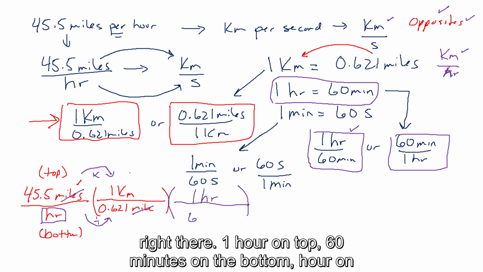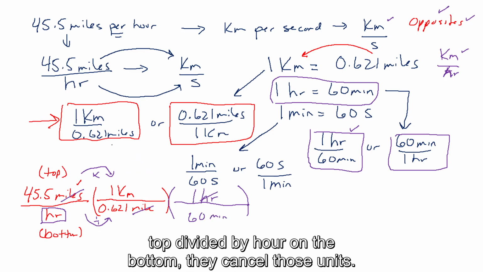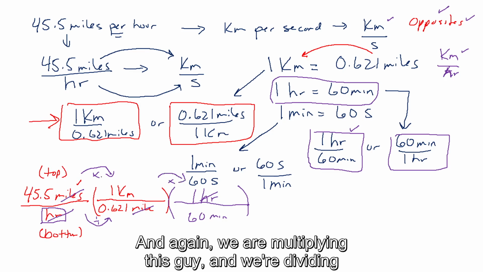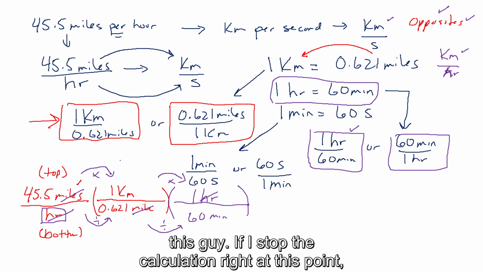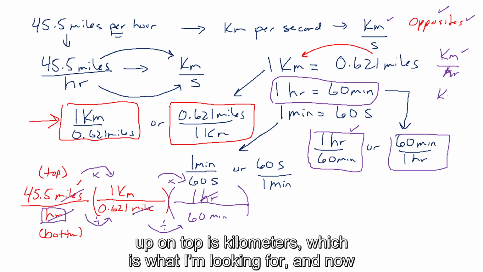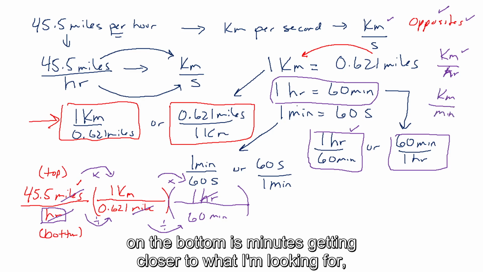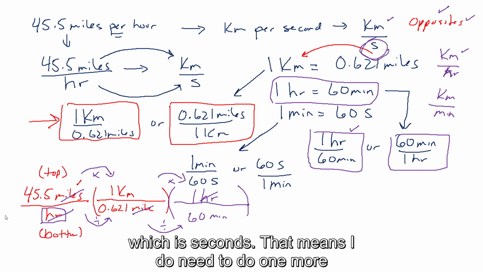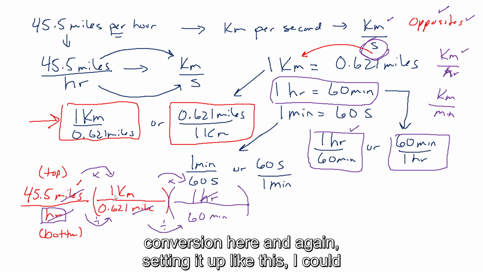1 hour on top, 60 minutes on the bottom. Hour on top divided by hour on the bottom. They cancel those units. And again, we are multiplying this guy and we're dividing this guy. If I stop the calculation right at this point, up on top is kilometers, which is what I'm looking for. And now on the bottom is minutes. Getting closer to what I'm looking for, which is seconds. That means I do need to do one more conversion here.